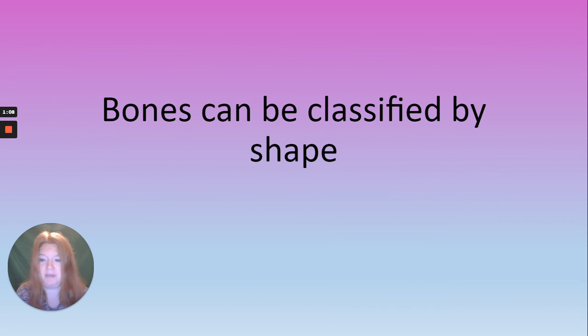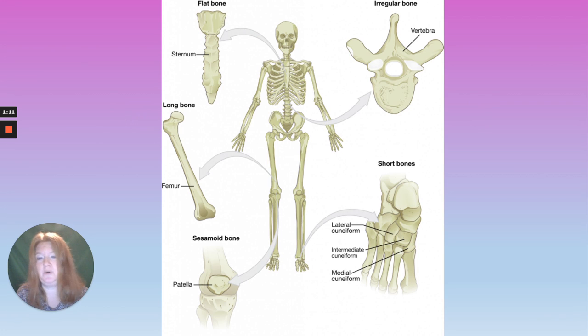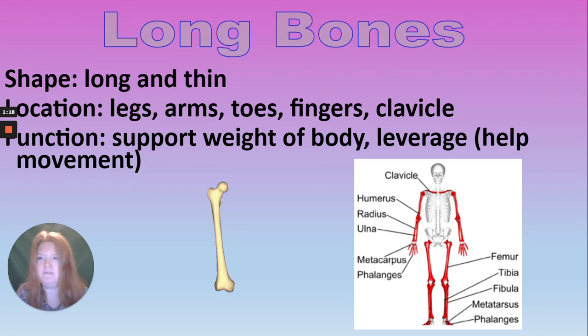Bones can be classified by shape, right? So there are 5 main shapes of bones, and we're going to go through them one by one. First, we have long bones. Okay, long bones are, like the name suggests, long and thin. The location would be in your legs, in your arms, in your fingers and your toes, and also your clavicle. Okay, your collarbone is a long bone. The function of these bones is to support the weight of your body and provide leverage, okay, in order to help with movement.